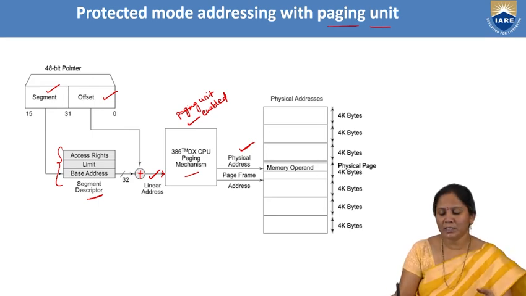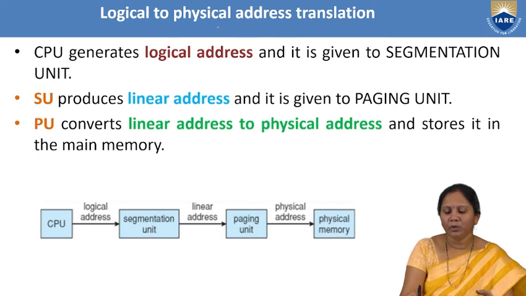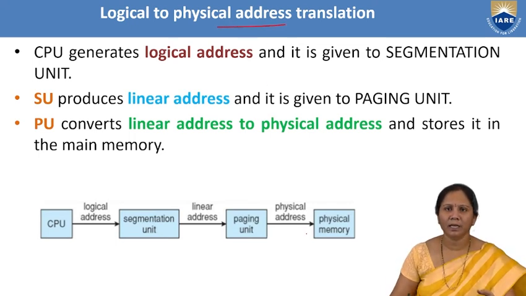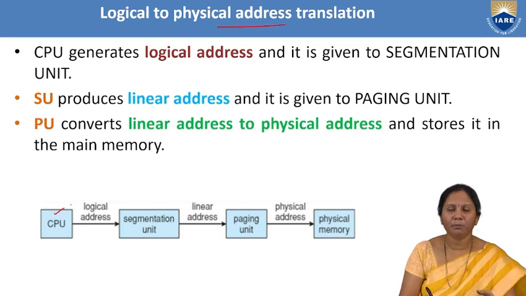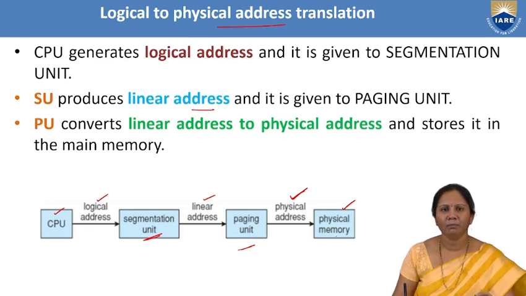And this physical address will be using this 4 kilobytes of physical memory. Now, how to convert this logical address to physical address? Generally, the CPU produces the logical address. This logical address is converted into a linear address with the help of the segmentation unit, and this linear address is converted into a physical address with the help of the paging unit. With this physical address, we fetch the instruction that is available in the physical memory.